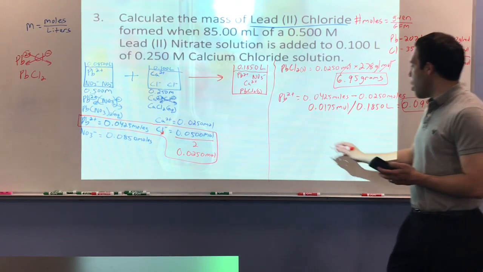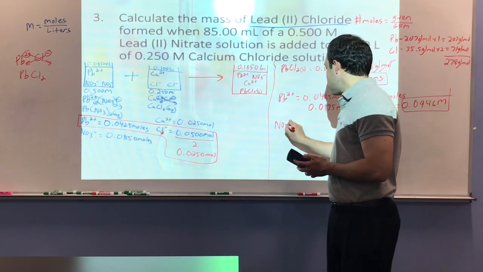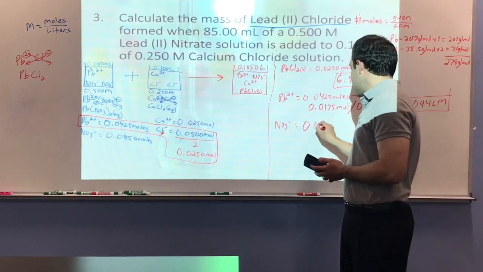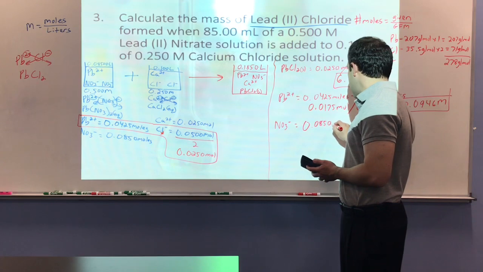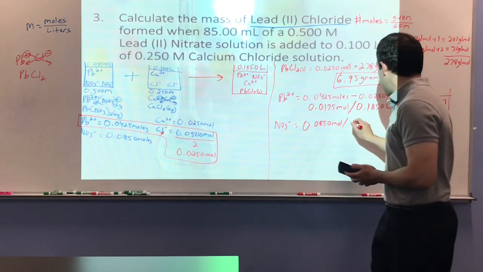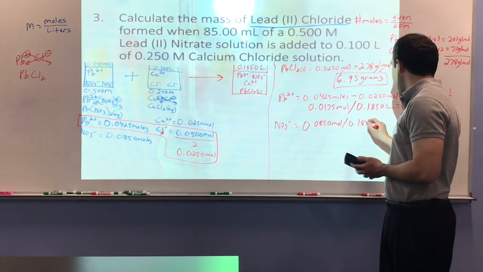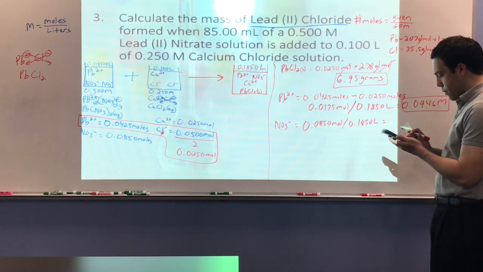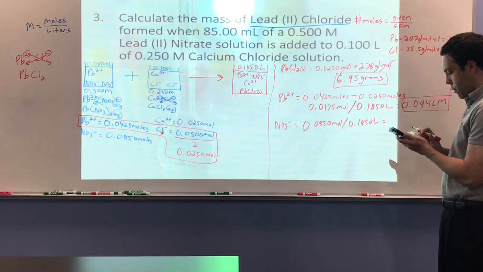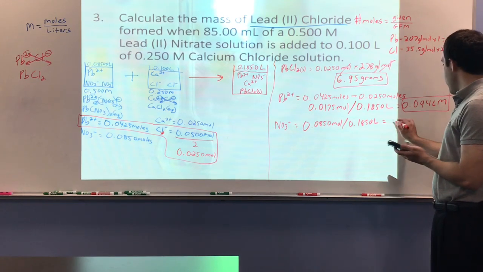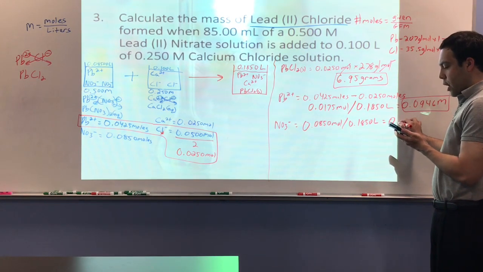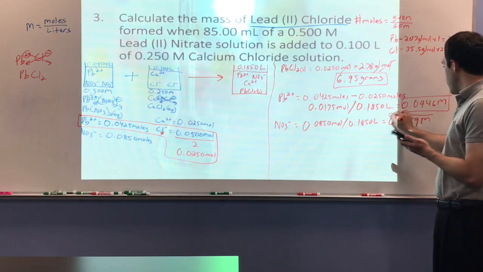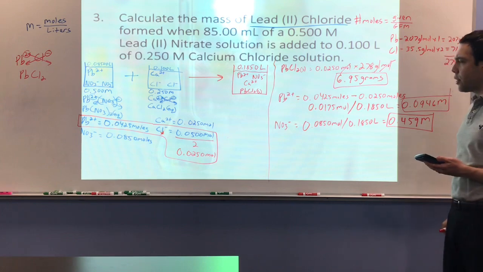For NO3 minus, it's a little bit easier. We take the number of moles, 0.0850 moles, divided by the 0.1850 liters. And we get 0.459 molar when rounded to 3 significant figures.